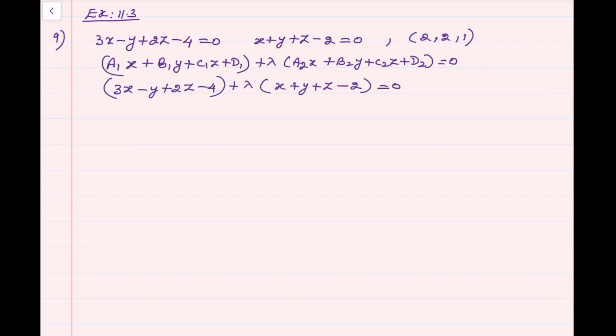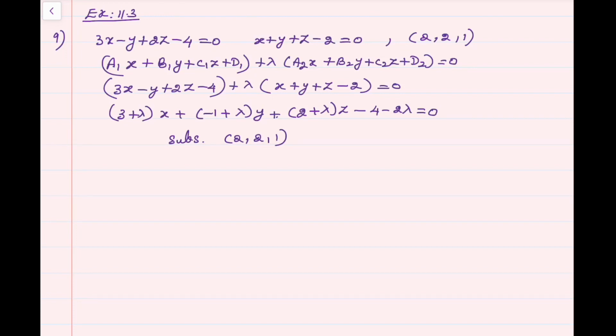Let us rearrange the terms. We will write x terms together, and then y terms minus 1 plus lambda times y, and then z terms 2 plus lambda times z, minus 4 minus 2 lambda is equal to 0. This equation represents infinitely many planes, but we need one member from this whole family which passes through the point 2, 2, 1. Let us substitute the point 2, 2, 1 to find the corresponding value of lambda.